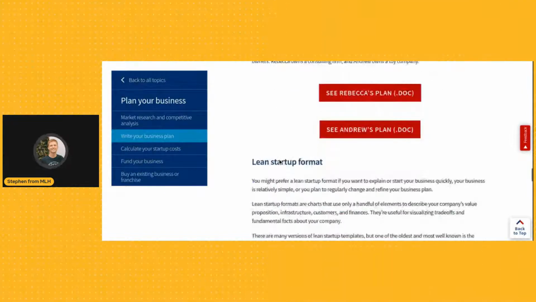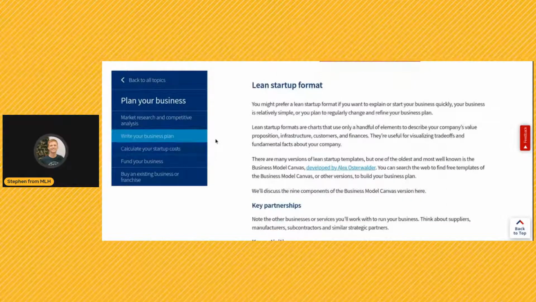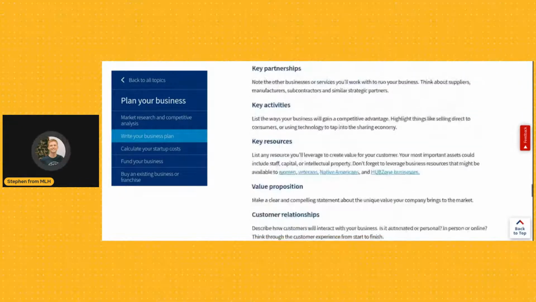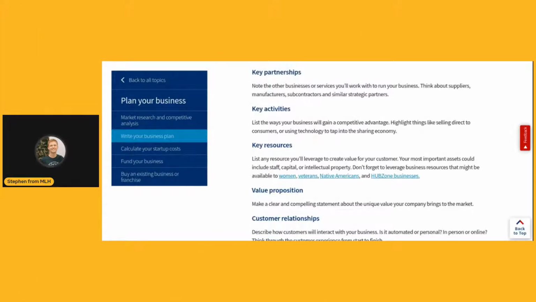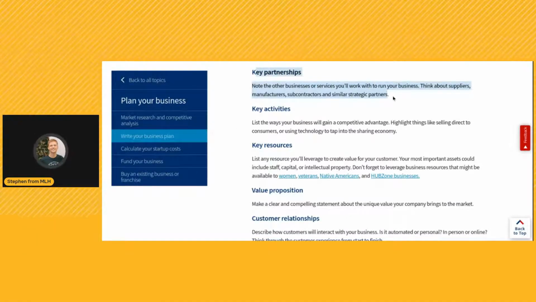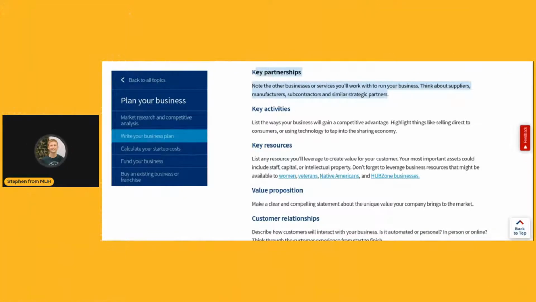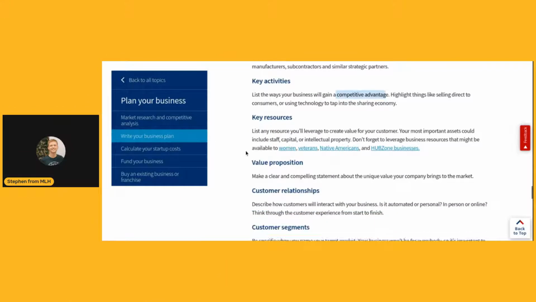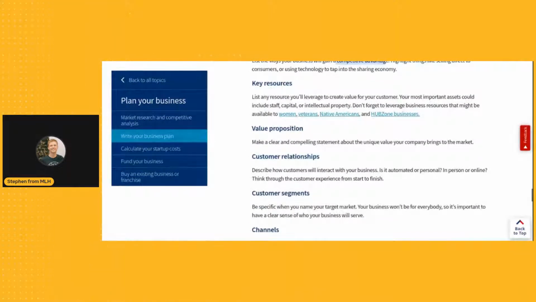But what I'm going to look at today is the lean startup format, because I think this is something that's very relevant to actually the types of things that we're going to be doing with hackathon projects. So a lean startup format business plan has some of the very same elements of a traditional one. Key partnerships is, again, thinking about who you're going to work with to run your business, including some of the people in the business. The key activities is, again, identifying a competitive advantage in the market. The key resources is, who are the people who are actually in your business.